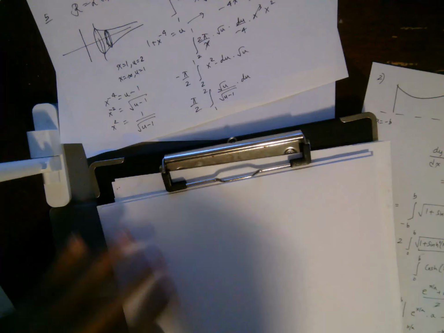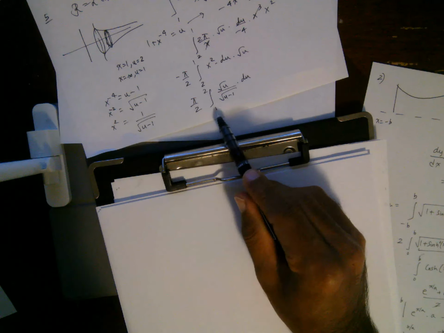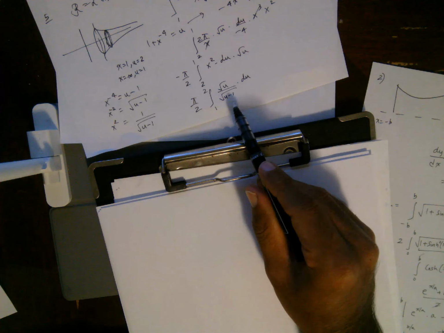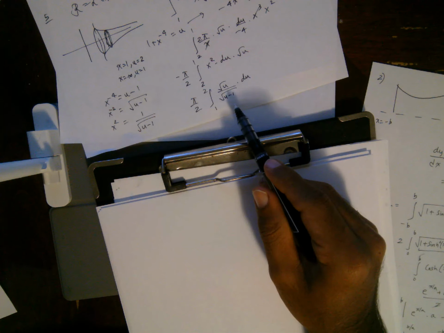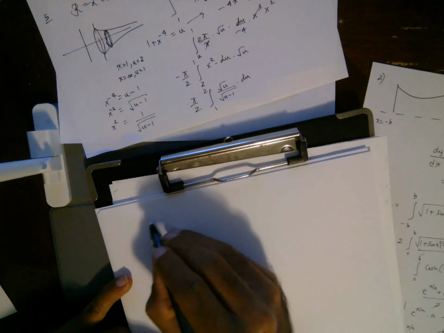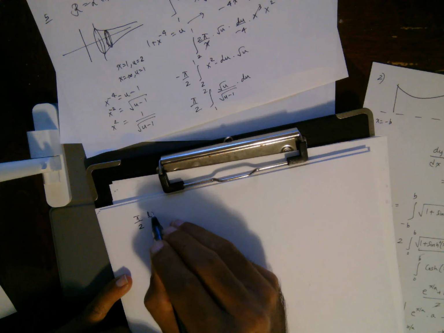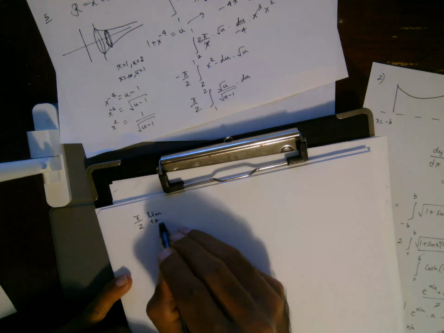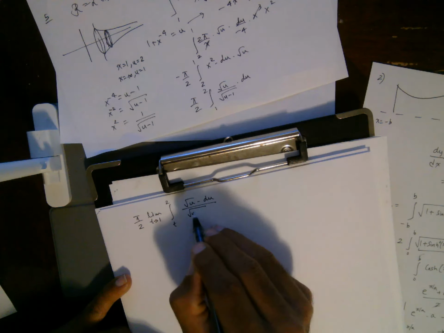Okay, now this is a case of an integral which has a problem point here, right? Because when u equals 1, this thing blows up as it goes to infinity. So let's keep that in mind. Keeping that in mind, let's do a limiting thing here. T goes to 1, t to 2, root u du over root u minus 1.